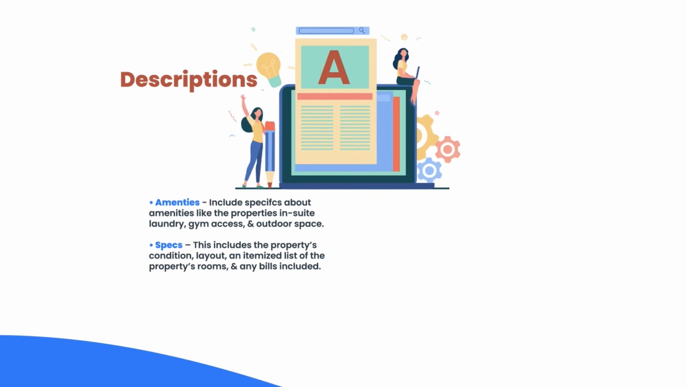This includes the property's condition, such as new, old, or modern, the property's layout, their floor plan and size of the rooms, an itemized listing of the property's rooms, and the bills included in the property's rent, such as heat, water, electricity, and parking.